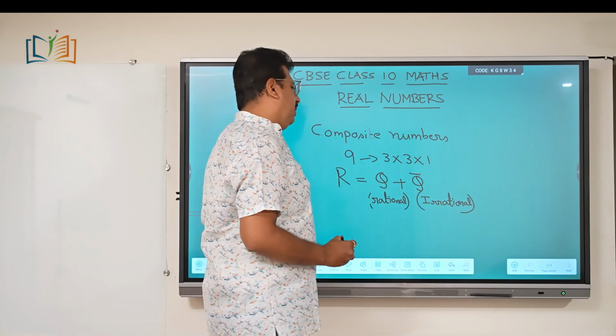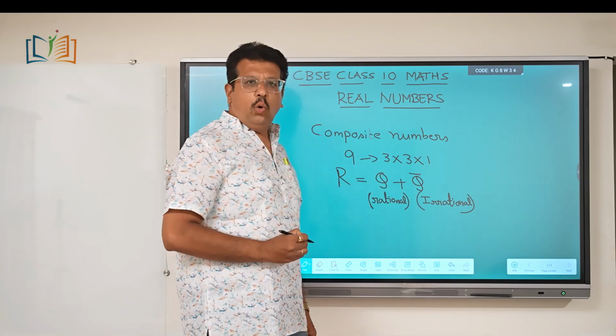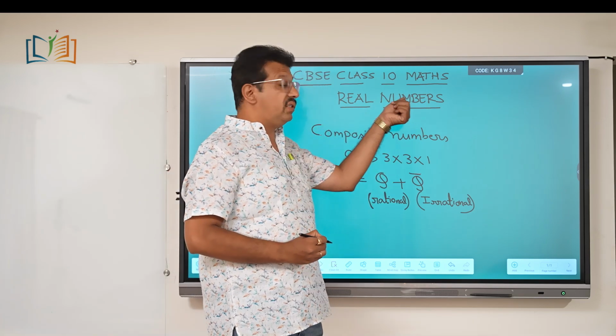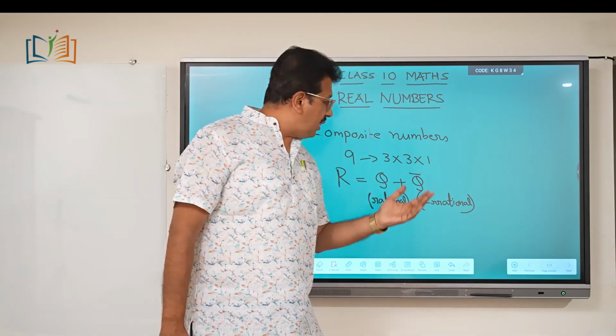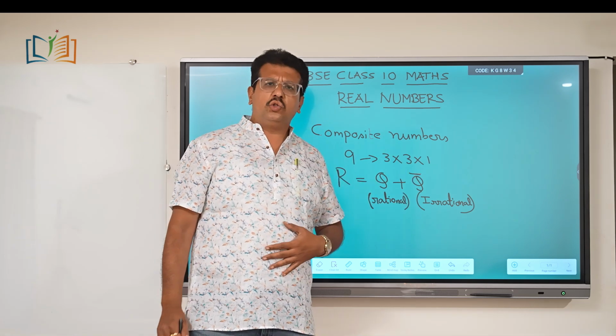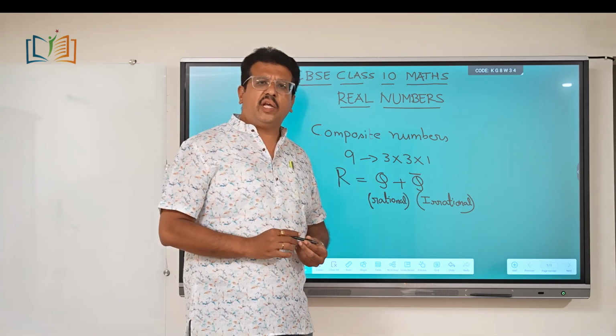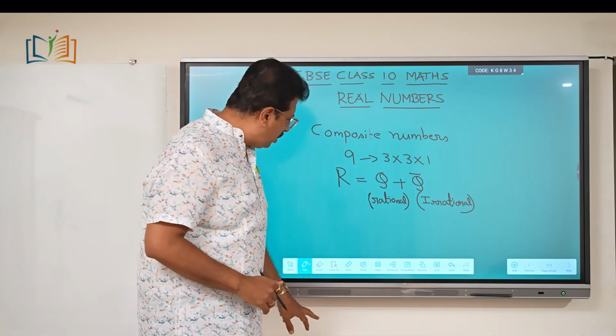So the sum of rational and irrational numbers we call real numbers. That's the topic name of this chapter. Real numbers means the sum of rational and irrational numbers. So today we are going to discuss this chapter, real numbers.